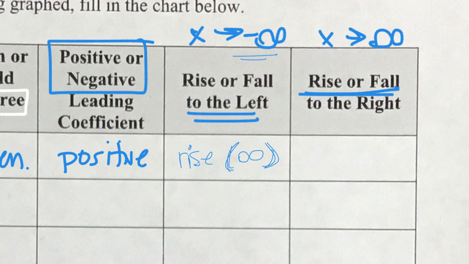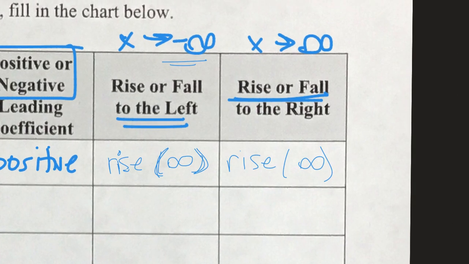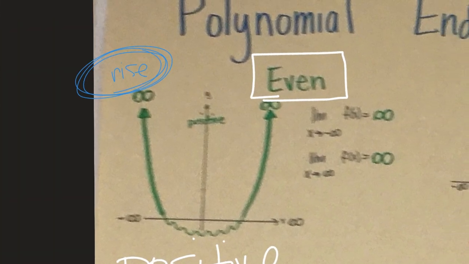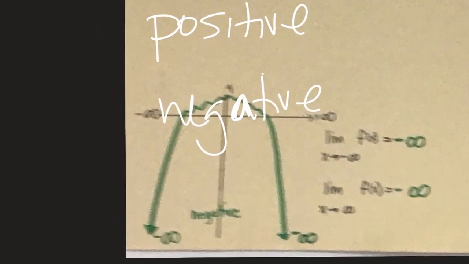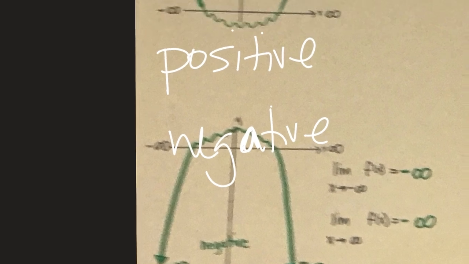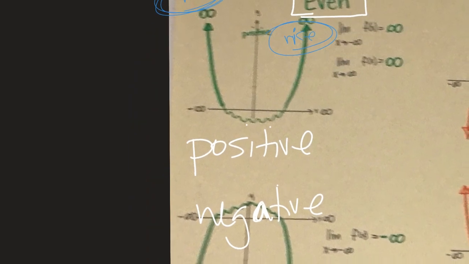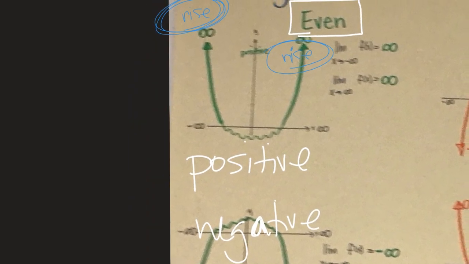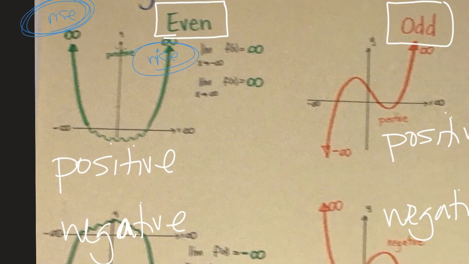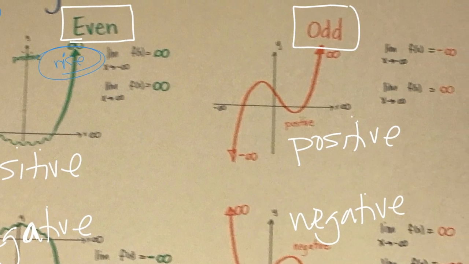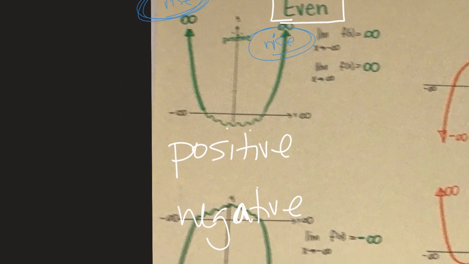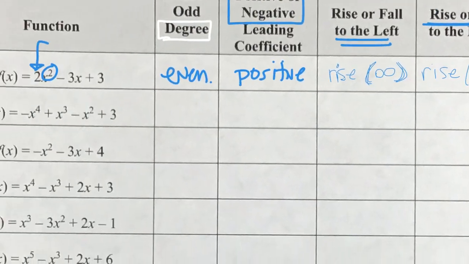This is the beautiful thing about a positive even polynomial: if it's even and positive, then both of your ends go to the same place. They both go up if it's positive. And if it's negative, then they both go down. Okay, so this is what I'm trying to get you to understand: for even polynomials, the end behaviors are the same, and for odd polynomials, they're different, because of the way that they're graphed.